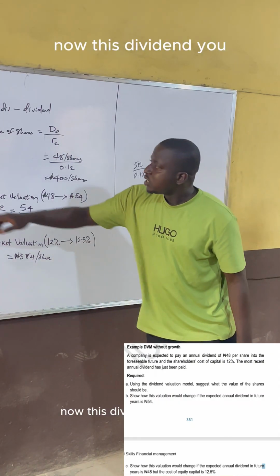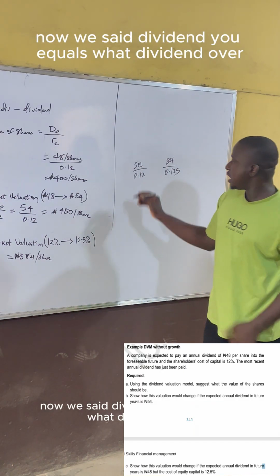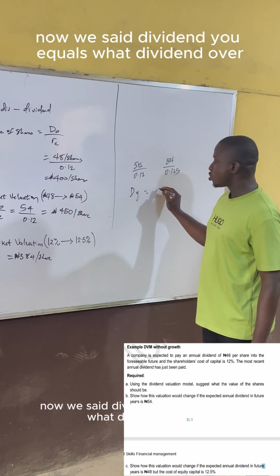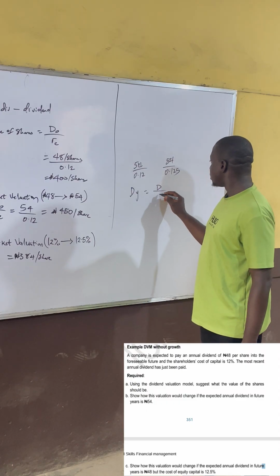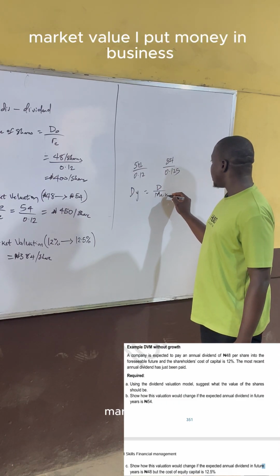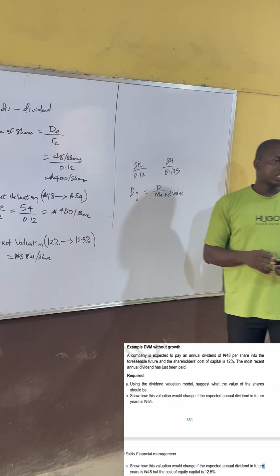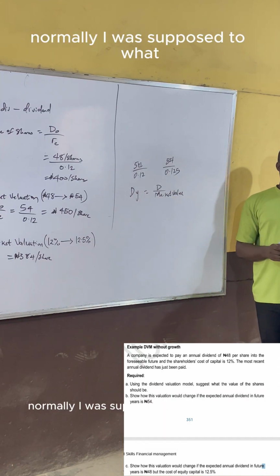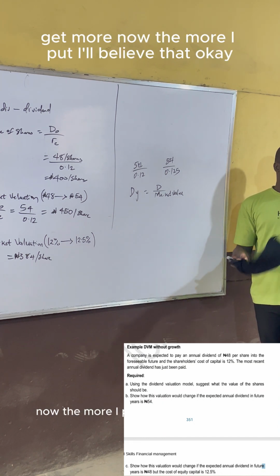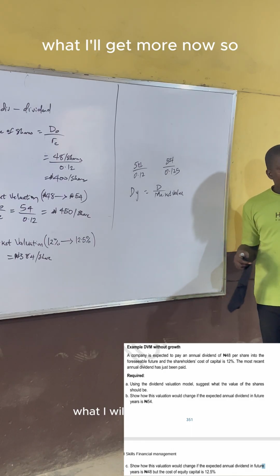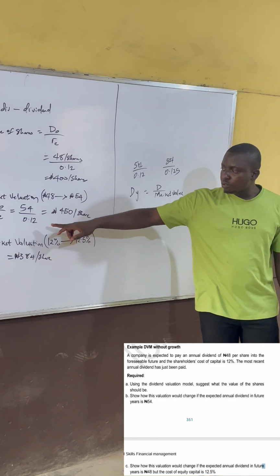Now, this dividend yield, how do they move from year to year? We say dividend yield equals dividend over market value. I put money in a business. Normally, I'm supposed to gain money. The more I put, I believe I will get more. Now, some company might say, okay, I will give you 12%.